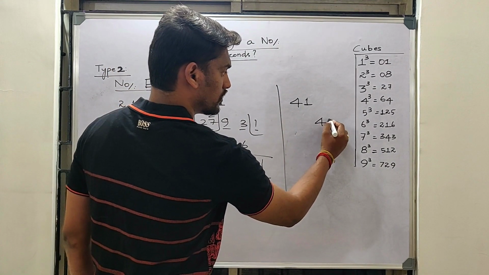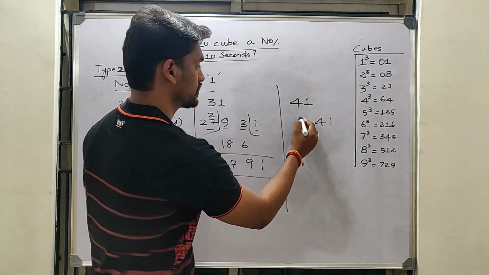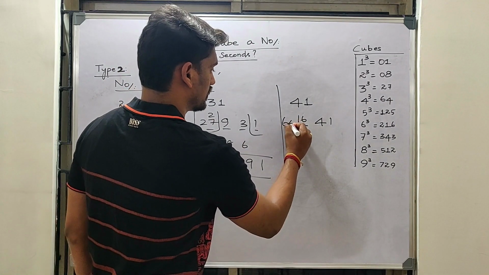So we'll try to do the same for 41. So what we have to do? 41 is written over here. So in third dash I have to square the number, which is 16, and in the final place I have to cube the number, which is 64.